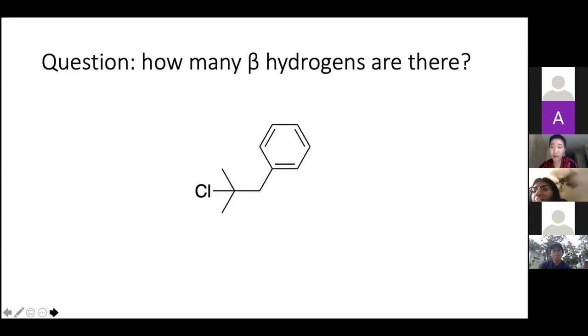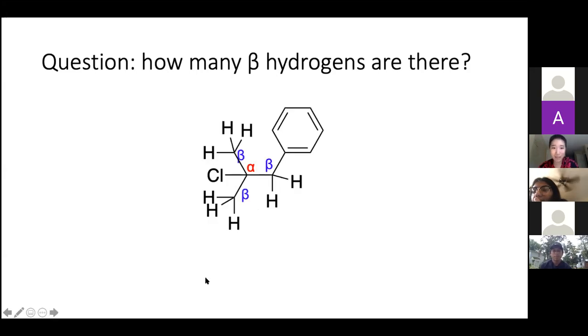So I don't know if everybody caught what he said. Basically, here's literally what he meant, but in picture. So there are 2 methyl carbons that are beta carbons, and each methyl carbon has 3 hydrogens attached to it.